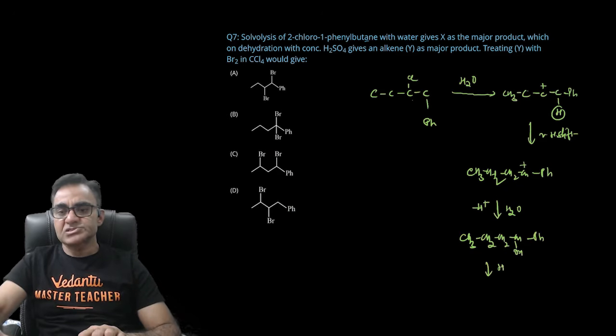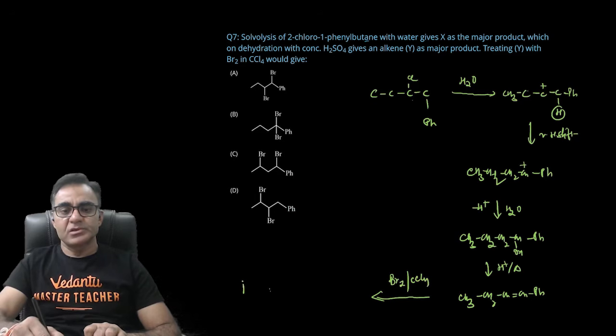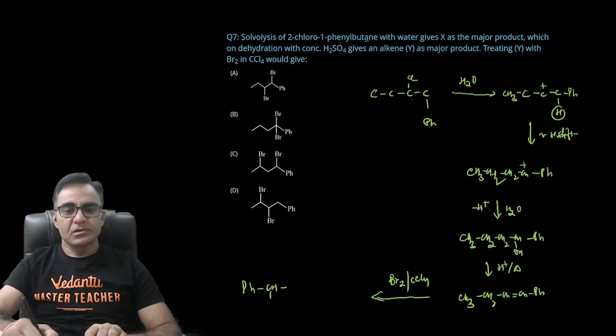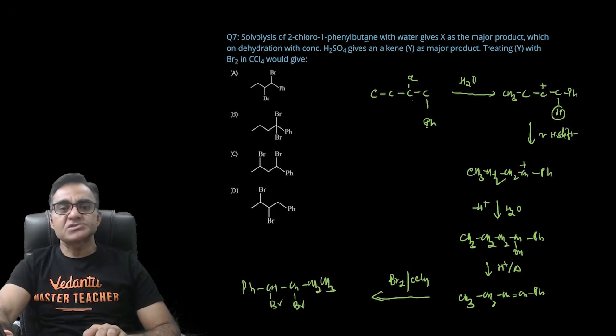और फिर इसका डिहाइड्रेशन करेंगे अगर, तो डिहाइड्रेशन से जो एल्कीन मिलेगा, that will be CH3CH2CH=CH-Ph. और इसका ब्रोमिनेशन कराया है Br2 in presence of carbon tetrachloride, तो we will get Ph CHBr CHBr CH2CH3. So this is going to be your correct option of this question. चेक करिए कौन सा ऑप्शन आ रहा है. Let me check. Ph CHBr Br. Yes, A is going to be the correct option of this question.